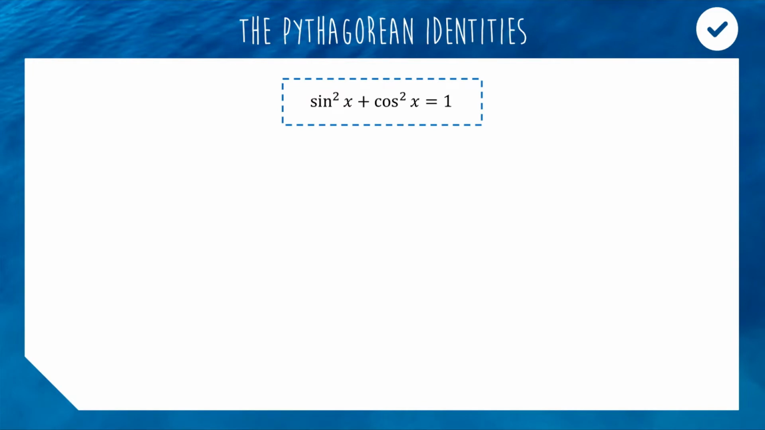We're going to re-express this in a couple of other ways that can also be useful. So there's our first one. What we're going to do is take this equation and divide each term by cos squared first, cos squared.